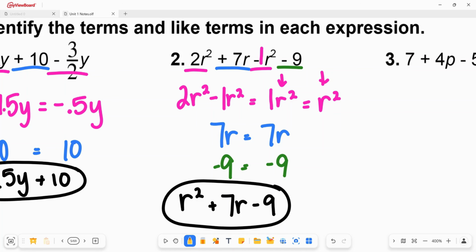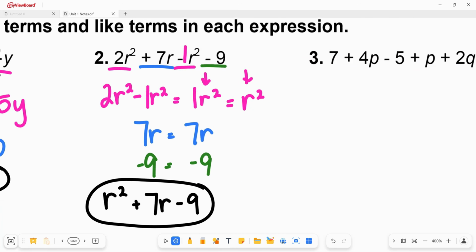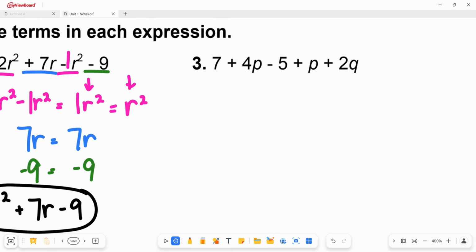Okay, now again, going through all these steps I'm taking with the different colors, you don't have to do that if you are feeling really good with this, right? If you know the 2r squared minus 1r squared is just 1r squared, or it's r squared, you don't have to write that step. But if you're getting a little bit unorganized with your thoughts, this is a great way to reorganize them. All right, here is another one.